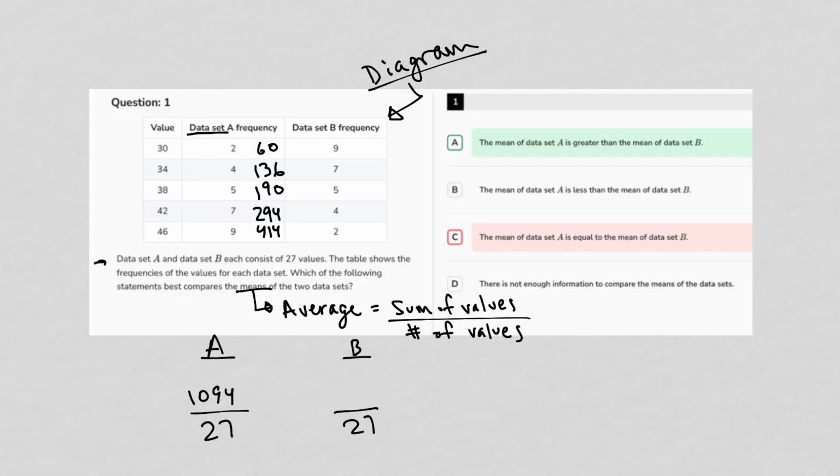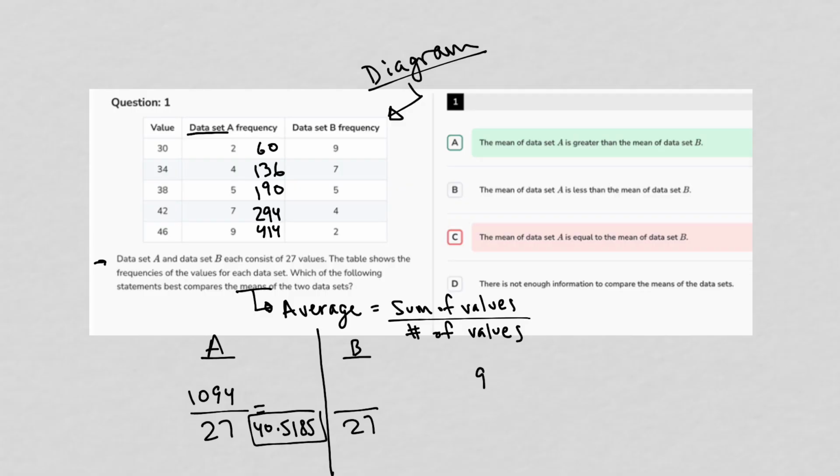1,094. Let's do the same thing for, actually, let's find the answer. 1,094 divided by 27 is equal to 40.5185. So there's our average, or our mean, for data set A. For data set B, let's do the same thing. I'll do it here, though, slightly differently. So everything I'm going to write on the screen now is what you can input directly into your calculator.